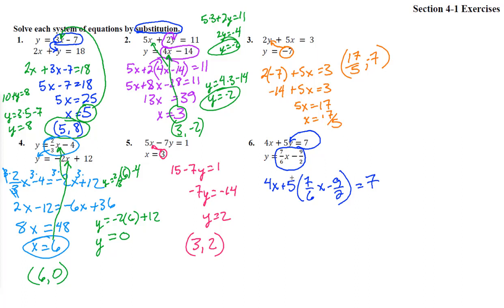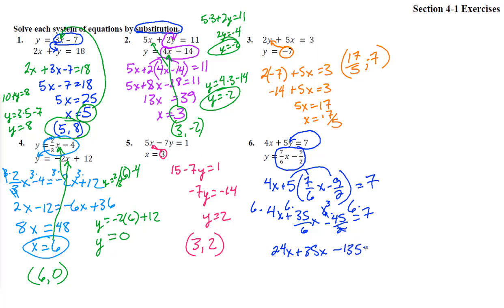Okay, looks like we've got a lot of simplifying to do. Let's get rid of the parentheses first. 4x plus 35/6 x minus 45/2 equals 7. All right, now let's times through by the least common denominator, which is 6. So times by 6, times by 6, times by 6, times by 6, and we get 24x plus 35x minus, that'll cancel and leave a 3, 135 equals 42.